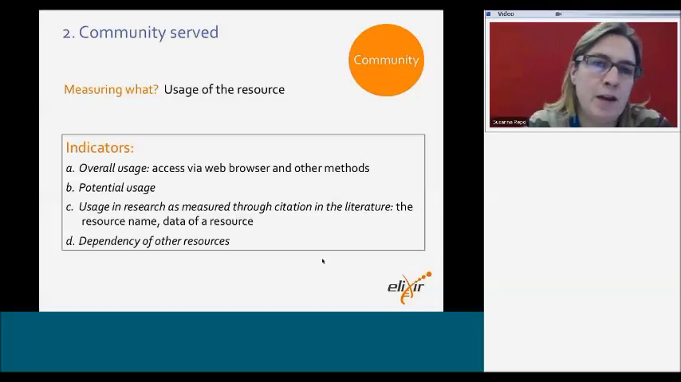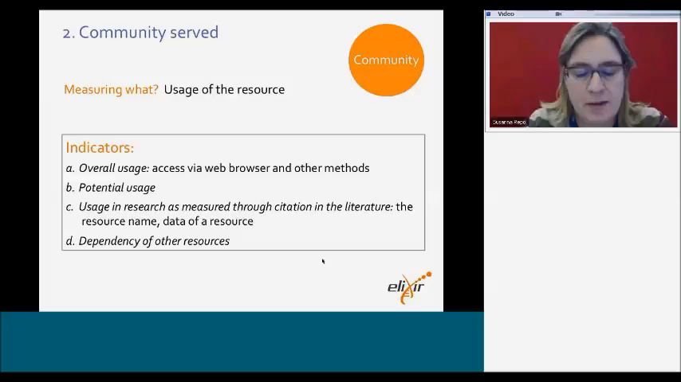And then finally, another quantitative factor is how many other resources depend on your resource. So, for some resources like the European Nucleotide Archive, some of the usage of the archive actually comes through Ensembl, because Ensembl shows genome maps and genome visualizations, but of course much of the data that they're showing comes from the European Nucleotide Archive.